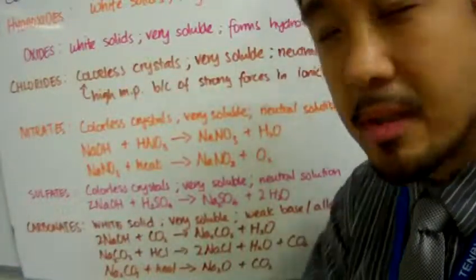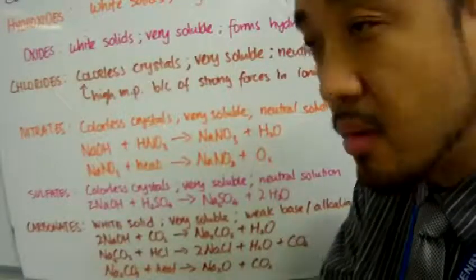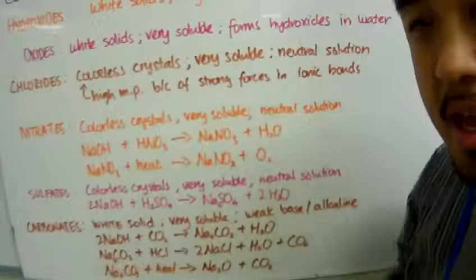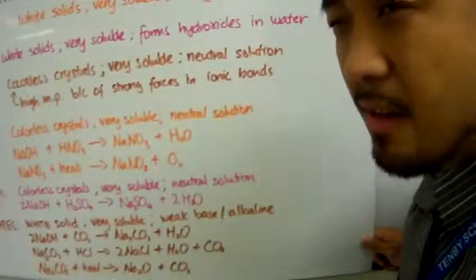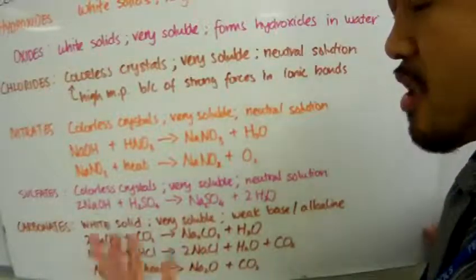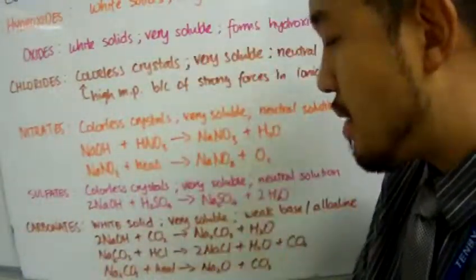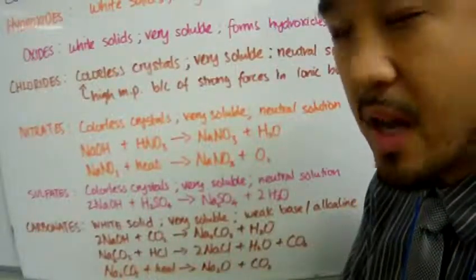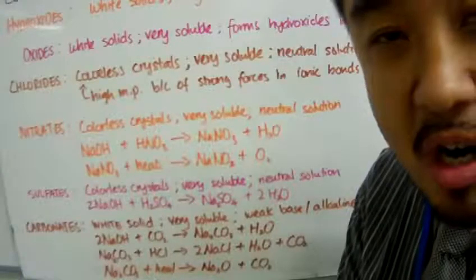Finally, we're going to talk about the carbonates. The carbonates are white solids, also soluble in water, and when it comes in contact with water, it forms a weak alkaline. And how you make the carbonates is that you will take sodium hydroxide and mix it with carbon dioxide to make sodium carbonate and water.